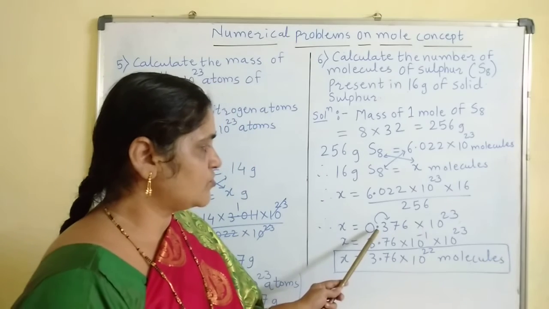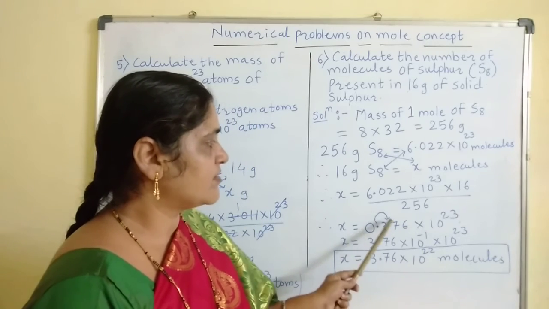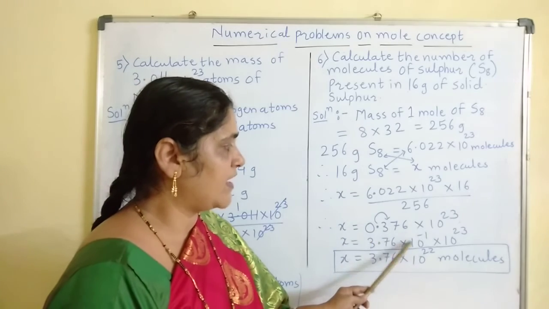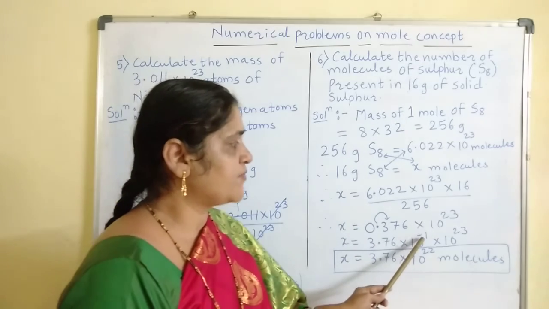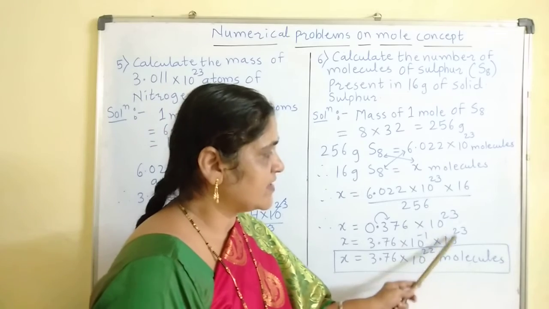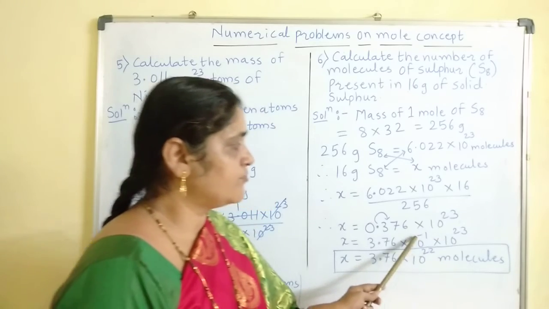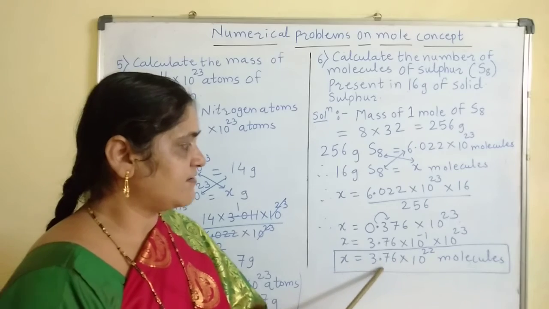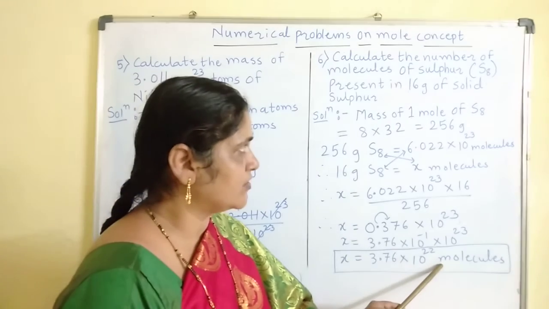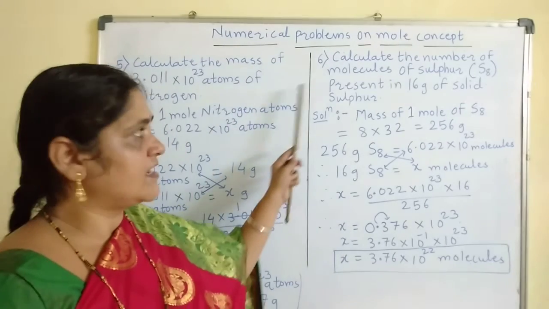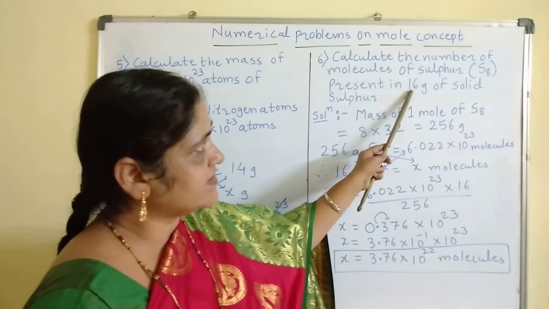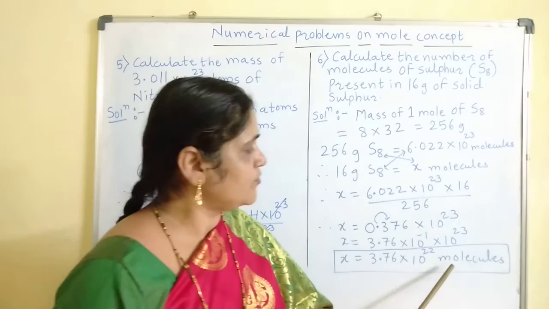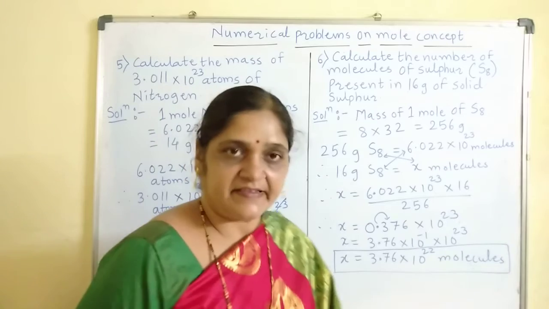Now we are going to shift this decimal point after 3. So one place we are moving to the right hand side. So we have to write 3.76 into 10 raised to minus 1 into 10 raised to 23 as it is. Now we are going to do the subtraction of the exponent. So the final answer will be 3.76 into 10 raised to 22 molecules. Thus 16 gram of sulfur contains 3.76 into 10 raised to 22 molecules. We will see the next numerical problem.